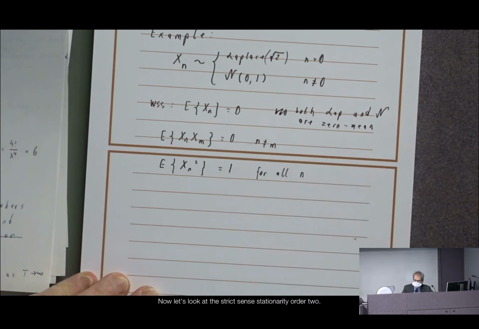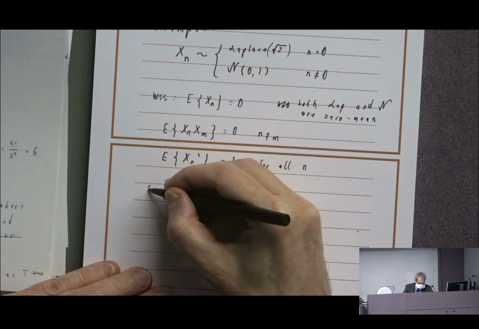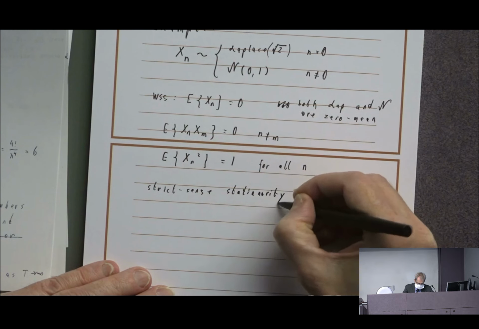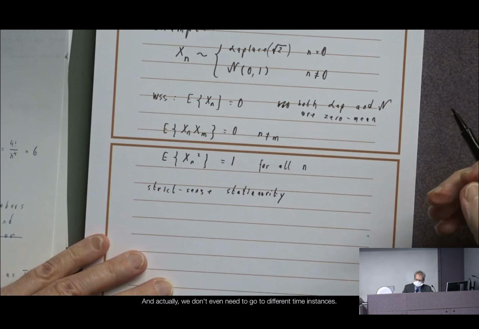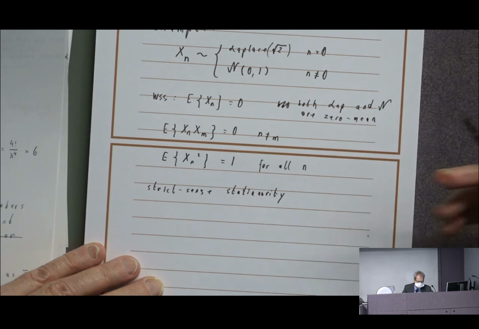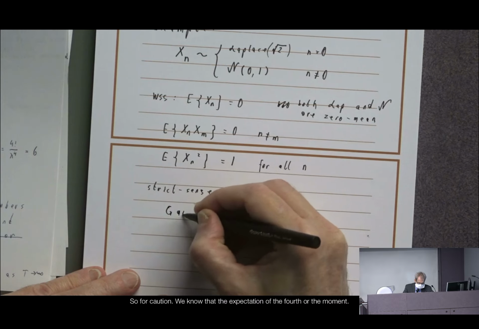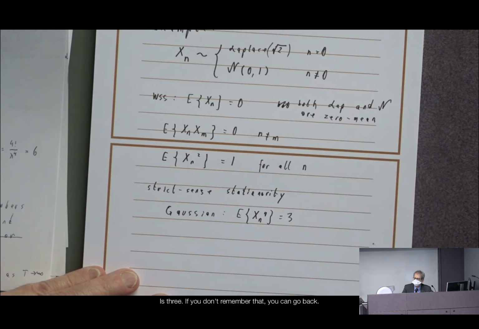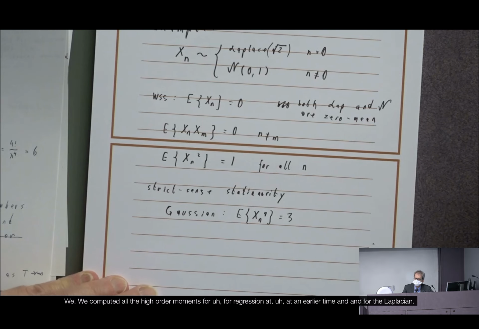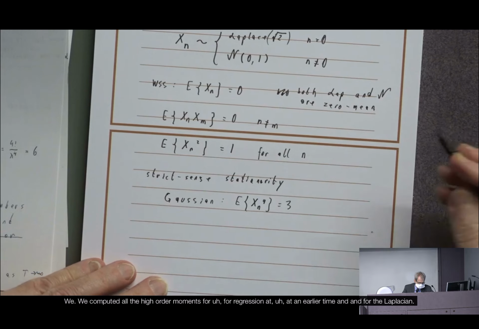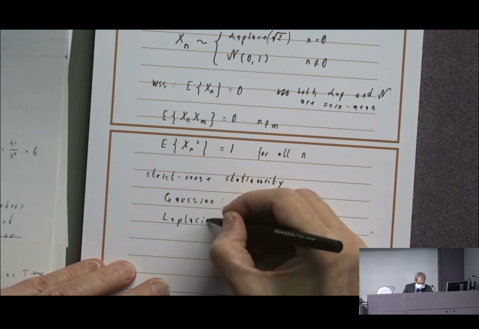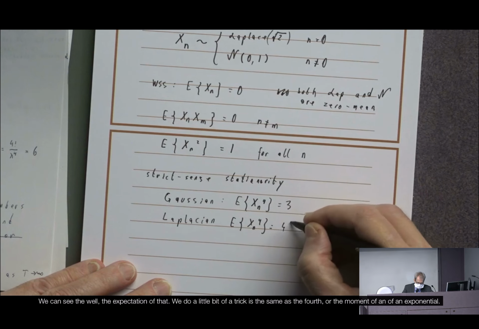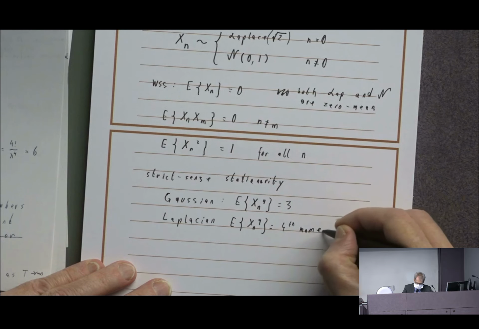Now let's look at strict sense stationarity of order 2. Actually, we don't even need to go to different time instances. We can just look at the 4th moment of the xn. For the Gaussian, we know that the expectation of the 4th order moment is 3. If you don't remember that, you can go back. We computed all higher order moments for the Gaussian at an earlier time. And for the Laplacian, we do a little bit of a trick: it is the same as the 4th order moment of an exponential.